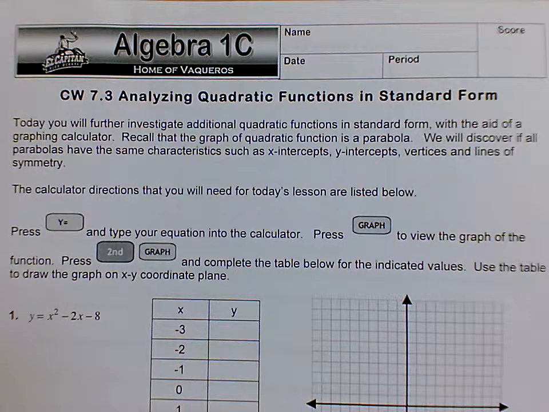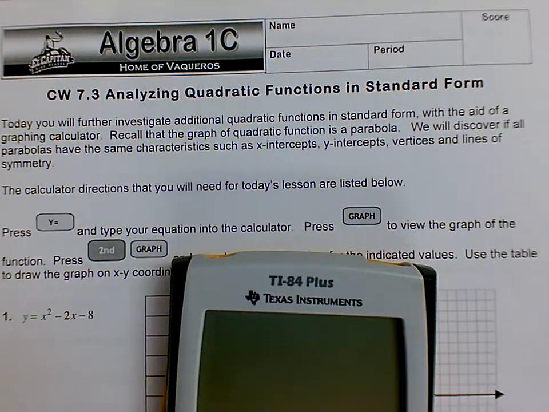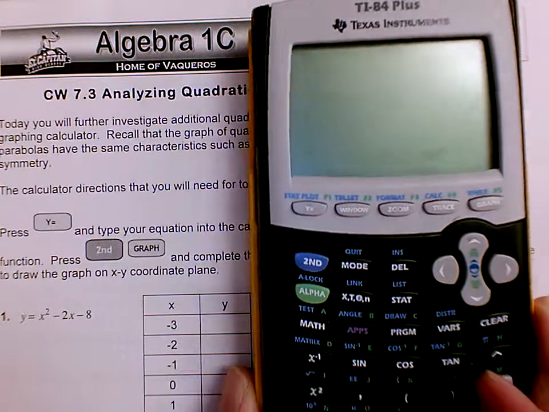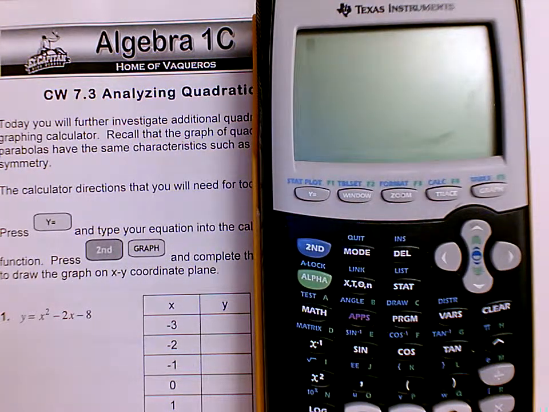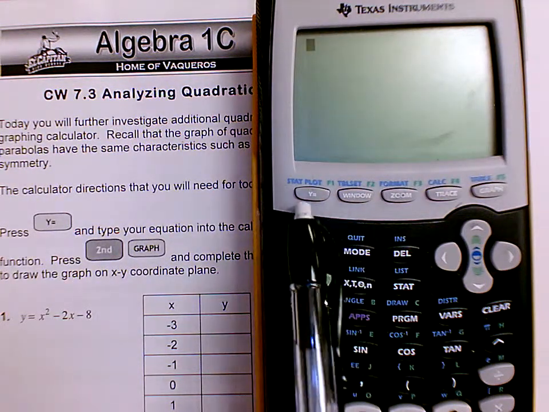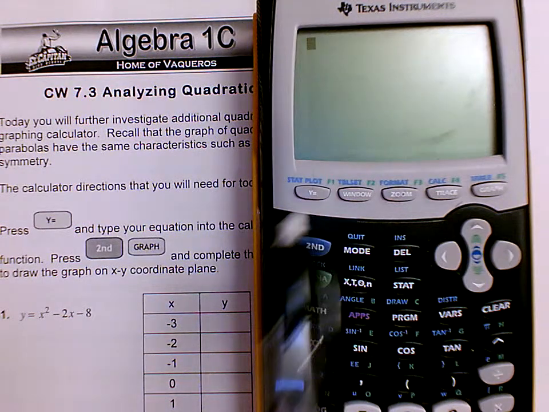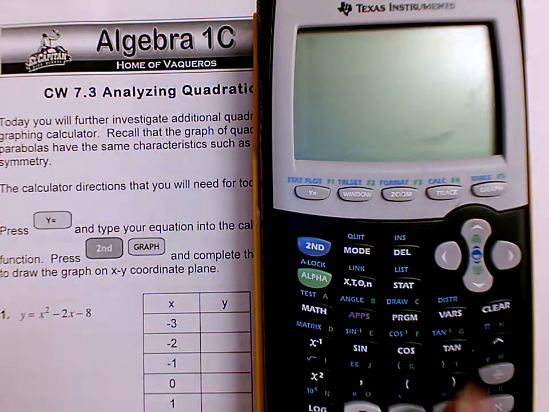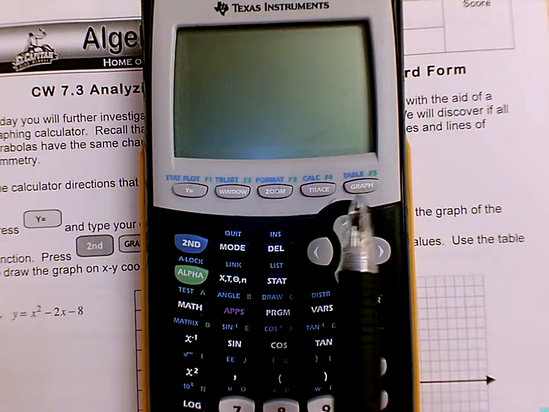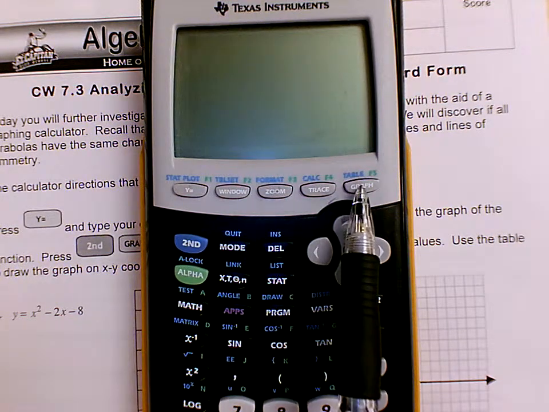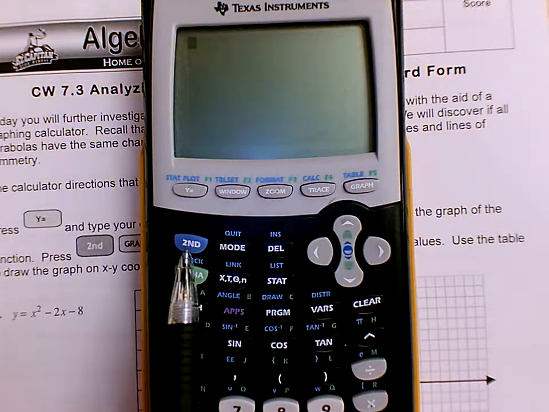The calculator directions that you will need for today's lesson are listed below. So, on the calculator, we are going to use, let me just move this up here, the y equals function. That button is right here on your calculator. We are going to use the graph button, which is right here. And then we're going to use the second button, so the blue button. And if you know how to do that, you'll be good to go.